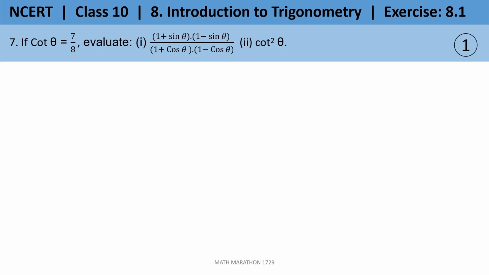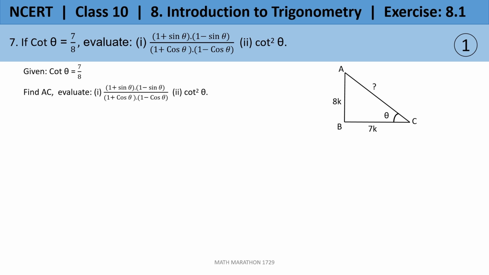If cot theta is equal to 7 by 8, evaluate section 1: 1 plus sin theta multiplied by 1 minus sin theta divided by 1 plus cos theta multiplied by 1 minus cos theta. Section 2: cot square theta. We have the following information. Cot theta is equal to 7 by 8. I have drawn a diagram.